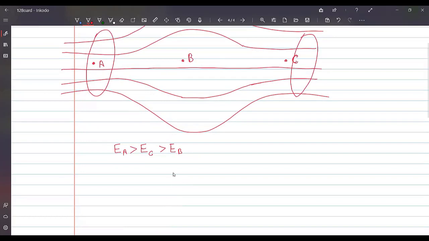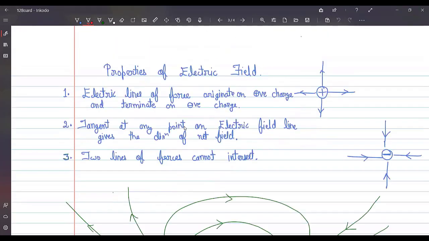Okay, these are the points. These are the properties of electric field lines. Do you have any questions regarding it?